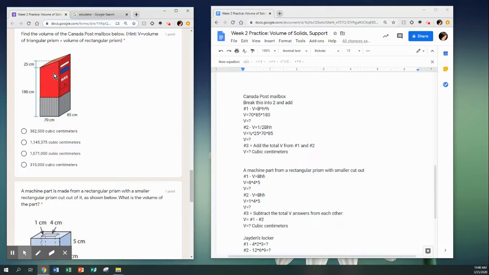So you're going to add the first number you got for this volume and the number you got for this volume, and then you'll get your total answer here. So figure that out and we'll go on to the next one.